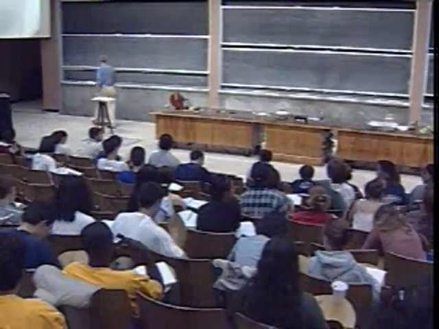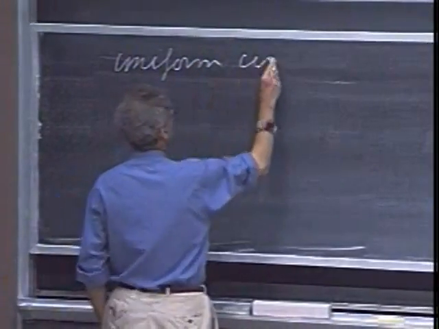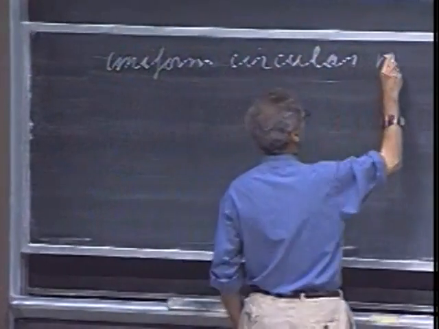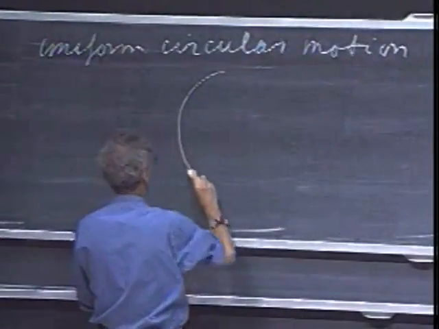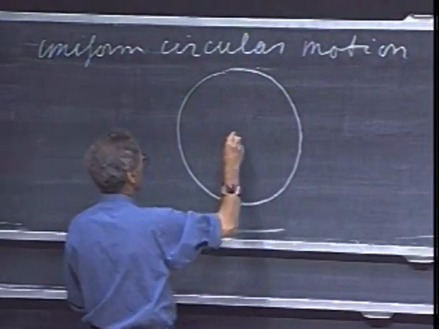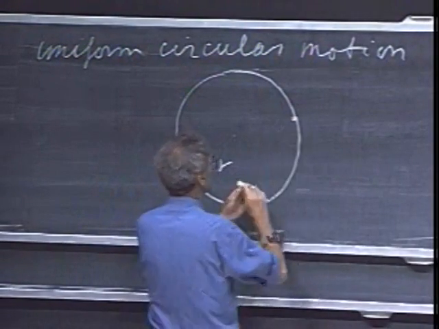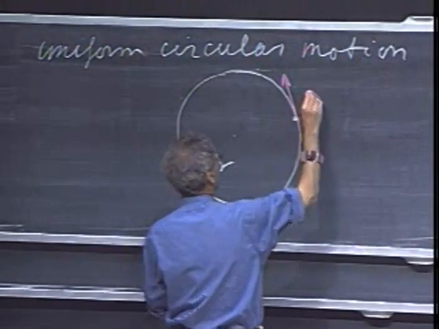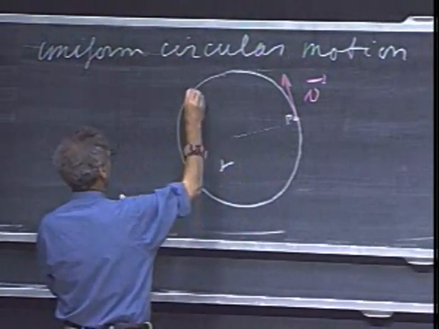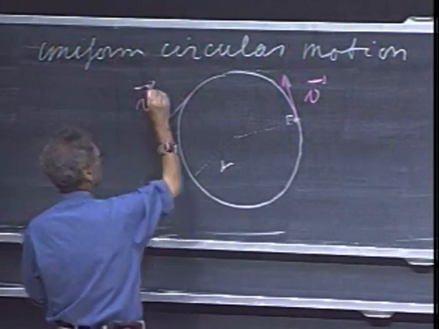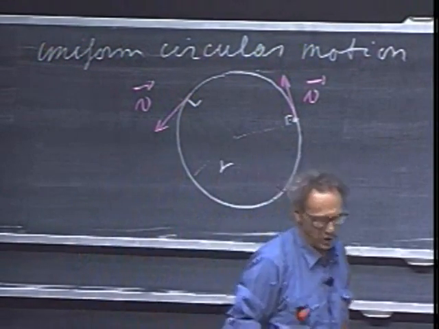Today we will discuss what we call uniform circular motion. What is uniform circular motion? An object goes around in a circle, has radius r. When the object is here, this is the velocity. It's a vector, perpendicular. And later in time, when the object is here, the velocity has changed, but the speed has not changed.